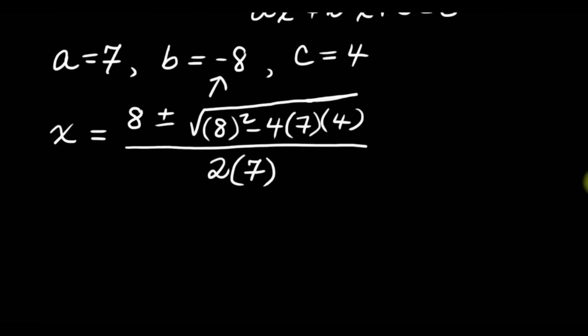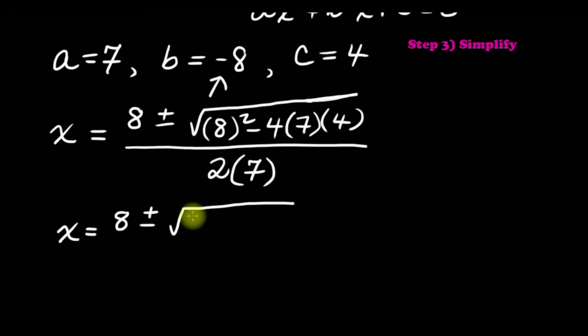Let's move on to step 3. Okay, so step 3 is to simplify the expression that's on the right hand side. So we've got to simplify this whole thing. So x is 8 plus or minus 8 squared is 64. 8 times 8 is 64. Take away negative 4 times 7, which is negative 28. And then we're going to times that by 4.